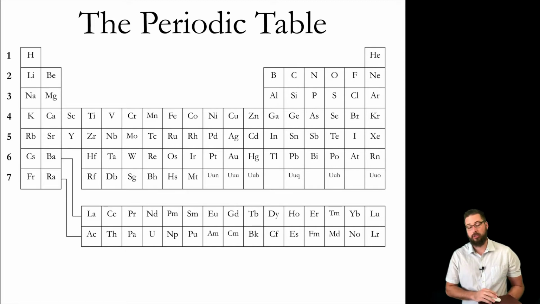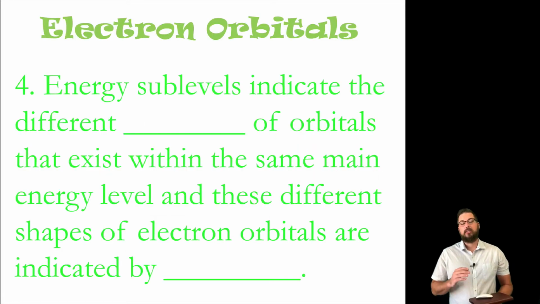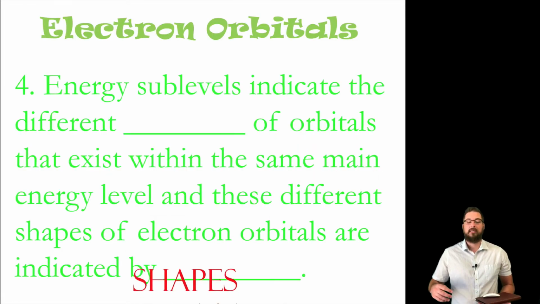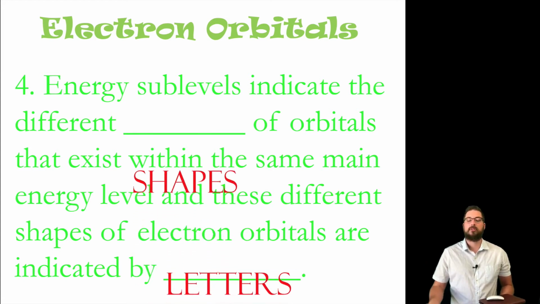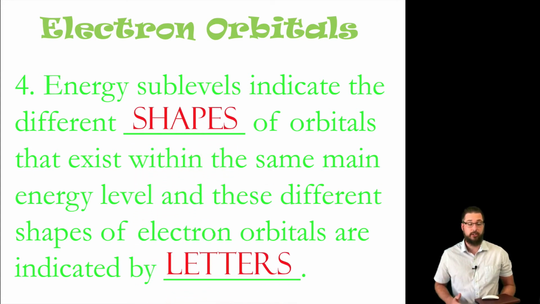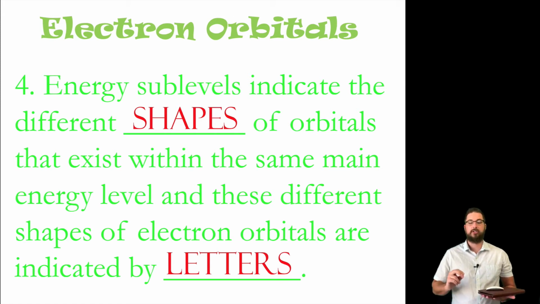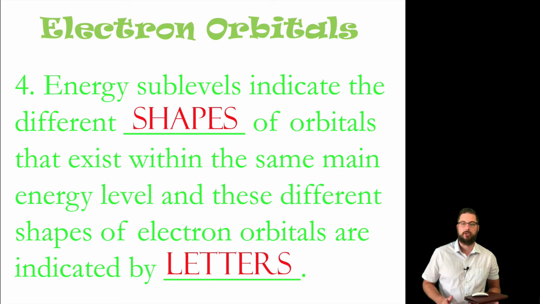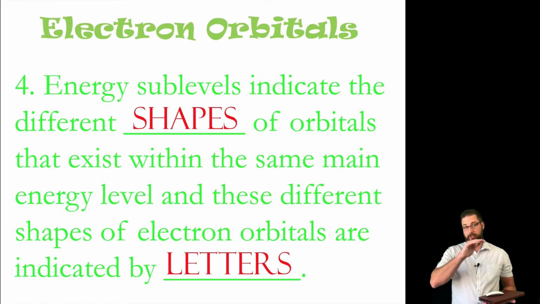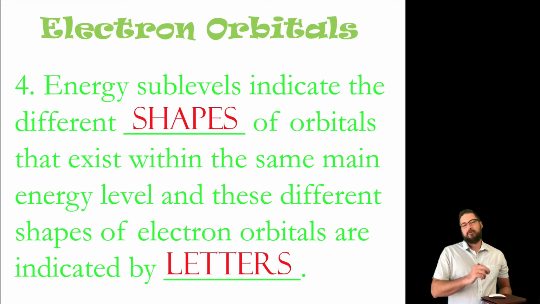Now, energy sublevels indicate the different shapes of orbitals that exist in a particular energy level. And so let's take, for example, the second energy level. The second energy level has two types of sublevels, and we're going to talk about those sublevels here. So again, these sublevels are within the same energy level, however, they're different types of orbitals, and they actually do have different energies as well. We indicate these different shapes with letters.